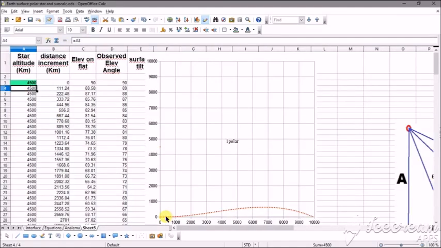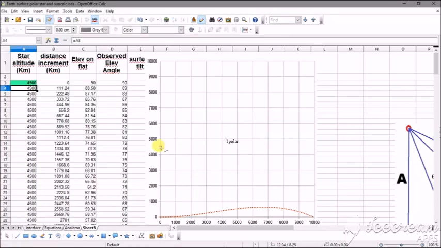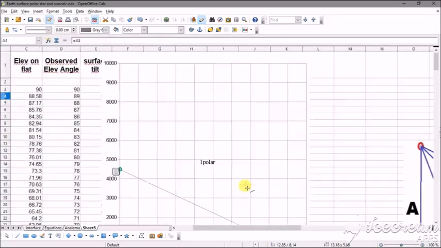4,500. So these are 90 points here, and as you see, in order for each one to measure the elevation angle, the surface must go up and go down. And so let's test the last point. We'll make a line here from the star to the last point, and I think you can see that indeed it is a zero.